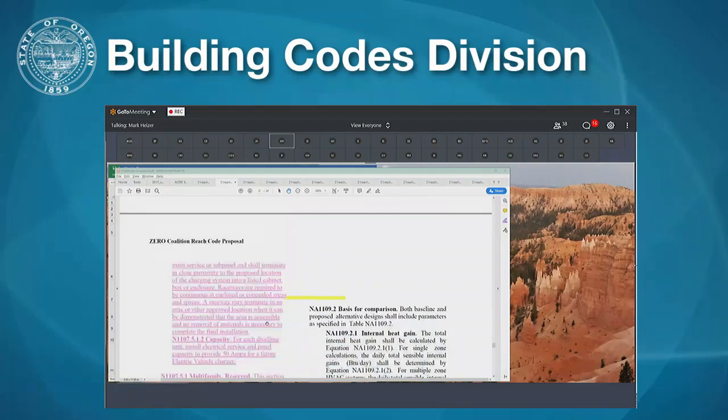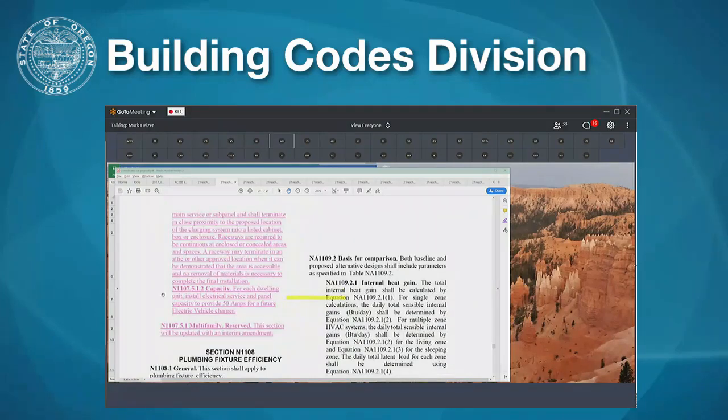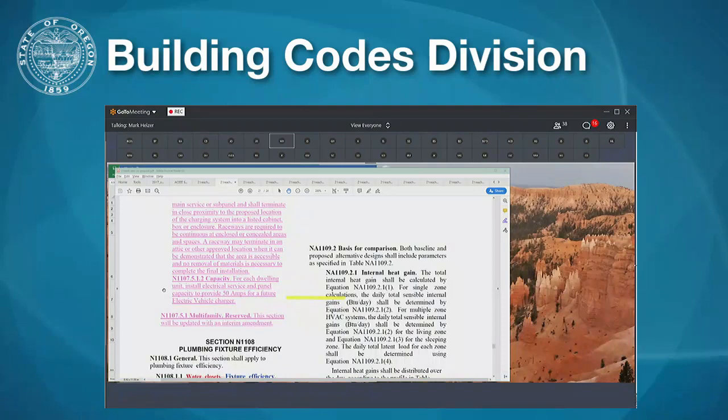1 inch, and having capacity and want to go through this and make sure that we're clear on what the intent is: that each dwelling unit install electrical service and panel capacity to provide 50 amps for a future electric vehicle charger. Want to be clear whether it's the actual circuit breaker size or that's the load of the charger.